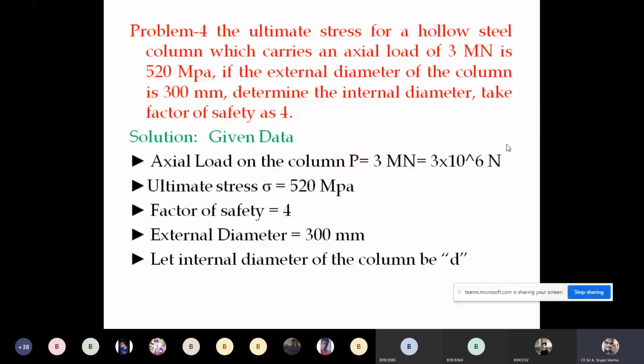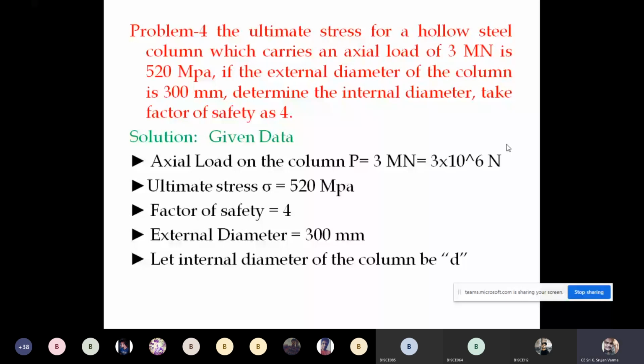Okay, right. Now, given data, I'm just reading out the data. Axial load is given to us on the column. I'm taking that one as capital P, which is equal to 3 meganewton, that is 3 into 10^6 newtons. Next, ultimate stress is given to us. Either it may be ultimate stress or some other type of stress, it is always represented as sigma only. Sigma, which is equal to 520 megapascals. Next, factor of safety is given as 4.